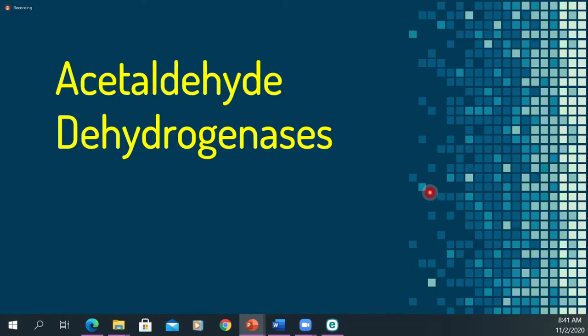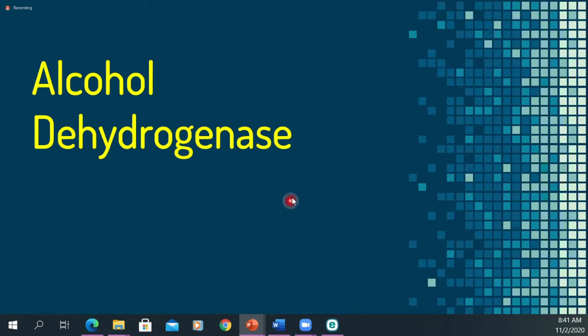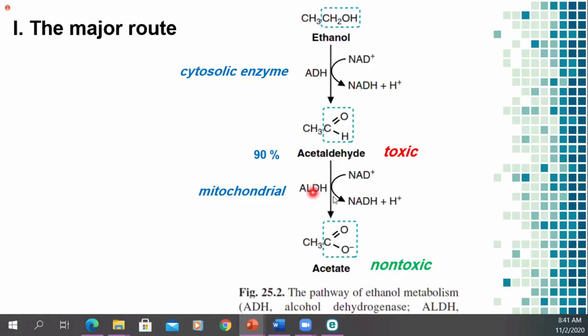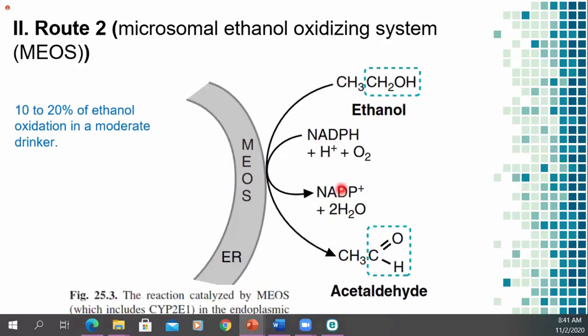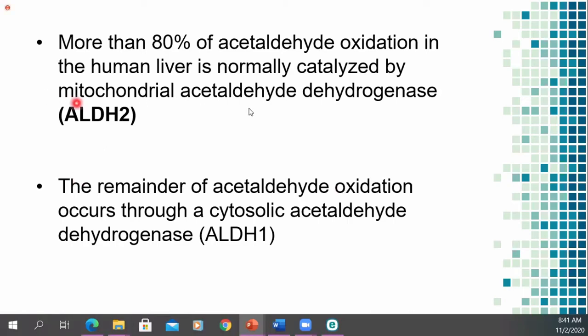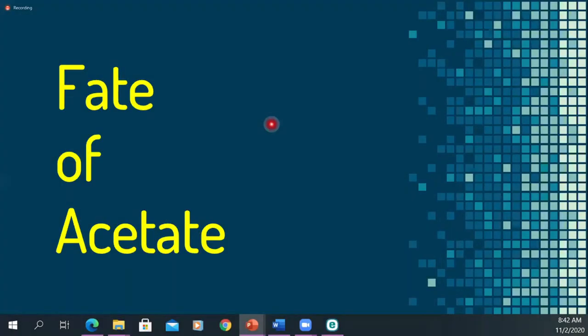Acetaldehyde dehydrogenase enzyme, which is the second enzyme during the metabolism of the alcohol in the first route, after alcohol dehydrogenase. This enzyme actually has two types, acetaldehyde dehydrogenase type 2, which is the mitochondrial enzyme, and we have cytosolic type 1, ALDH1. And more than 80% of acetaldehyde oxidation in the human liver is normally catalyzed by this type. So this is the major one. عشان هيك حطيته بالبولد لاين. هلا الكمية المتبقية من الاسيتالديهايد will be metabolized by cytosolic 1 because we could have a leak of the acetaldehyde from the mitochondria to the cytosol.